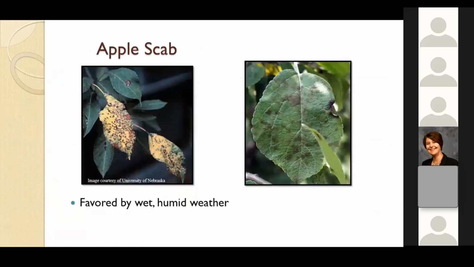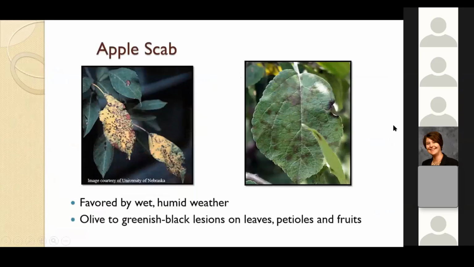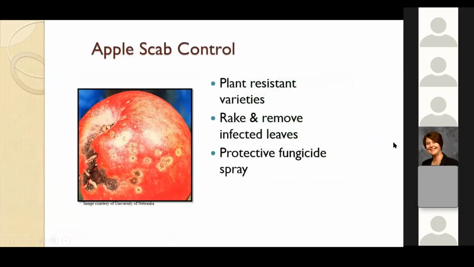Here we have apple scab, favored by wet and humid weather. We tend to get these olive and greenish black lesions on the leaves, petioles, and also on the fruit. Control of apple scab, again, same with the other ones that I've talked about: plant resistant varieties. You want to make sure to rake and remove infected leaves.